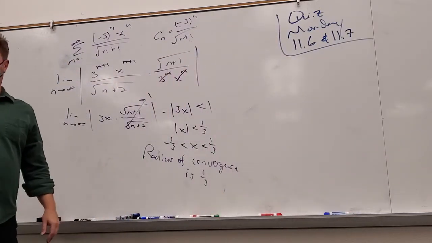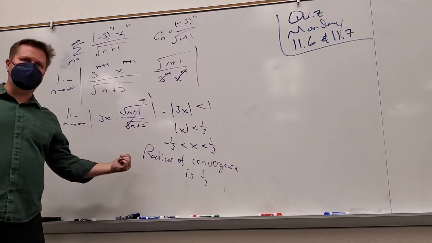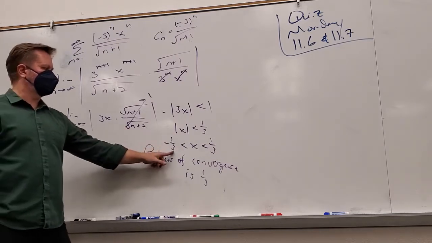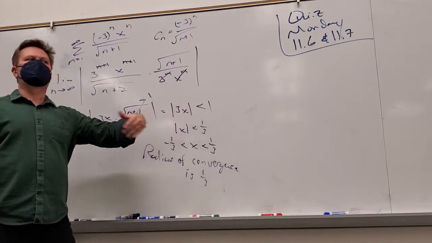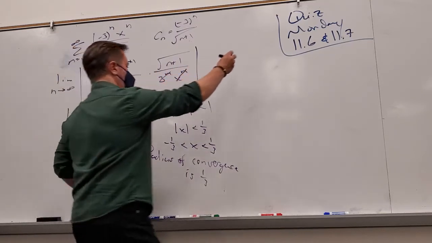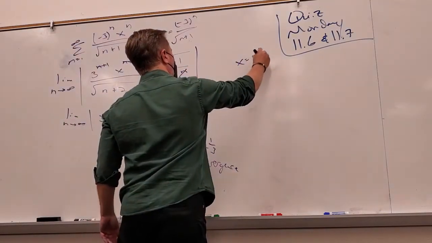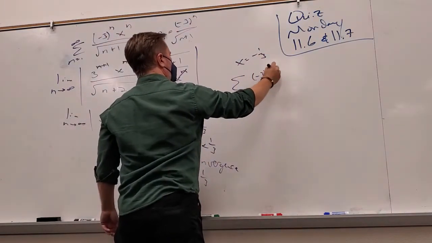Alright, so now, like you said, you have to see what kind of series results from the endpoints, because this would be inconclusive at negative 1/3, because if I make x one of these, then this would be 1. Inconclusive. So let's take a look. What do the series look like? So if x is negative 1/3, let's see what this series looks like.